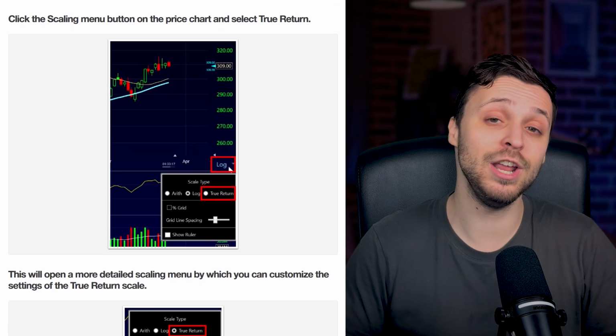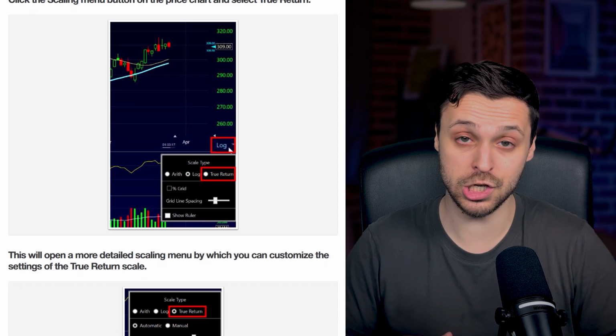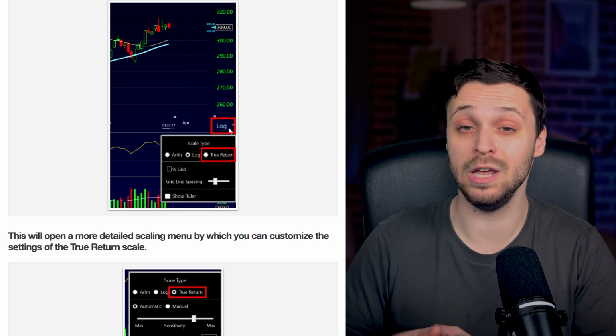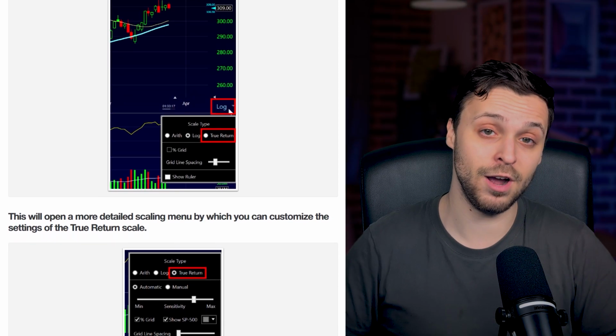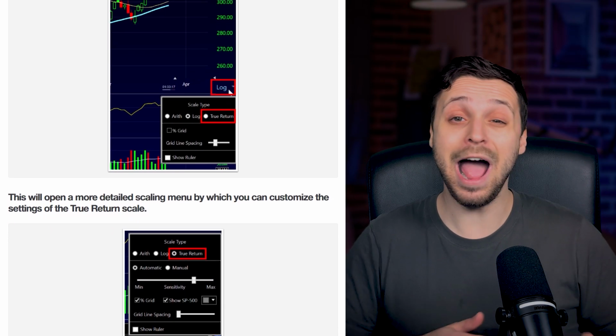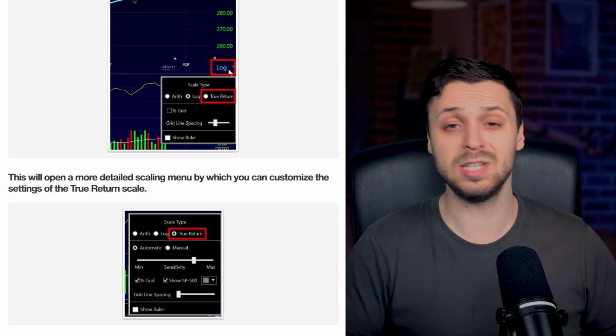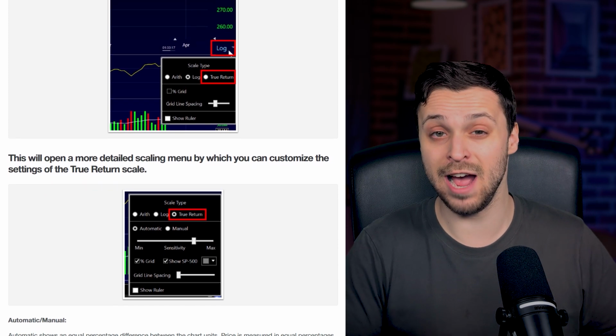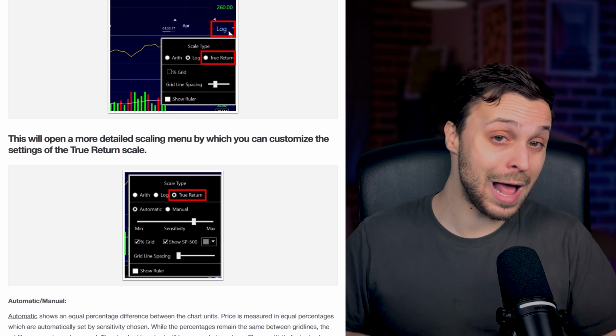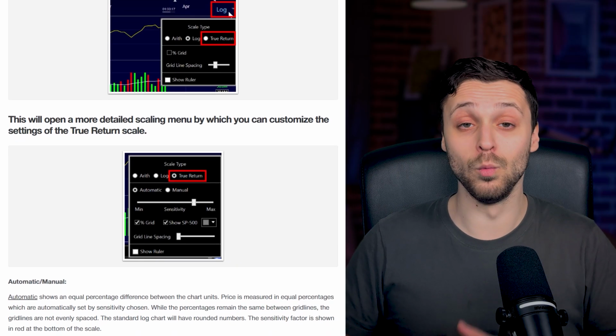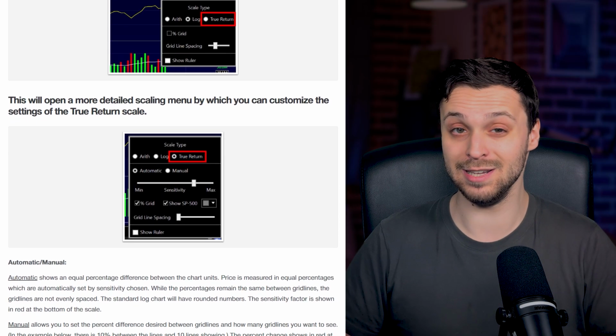One of my favorite unique tools is the True Return Scaling feature. This lets you see a stock's volatility directly compared to the S&P 500, so it can completely change how you view charts. Instead of just seeing if a stock is going up or down, you see if it's moving more or less than the overall market. It's a brilliant way to spot relative strength and weakness.